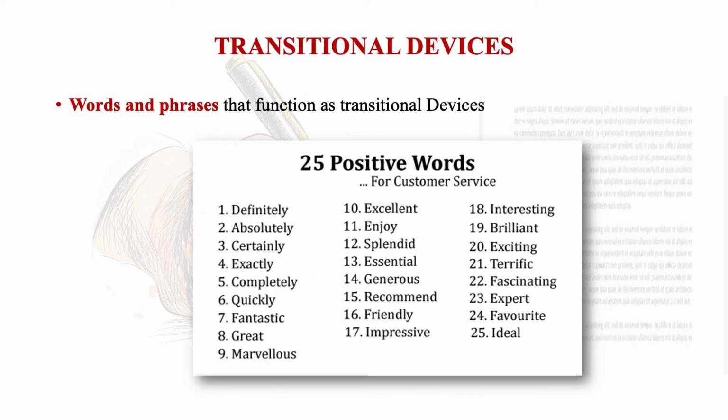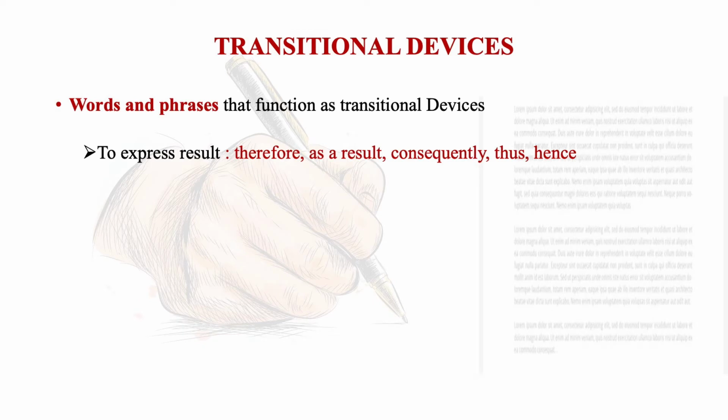So words and phrases, when you talk about transitional devices, it refers to words and phrases which function as transitional devices, and which really bring a kind of connection between sentences. Okay. Now, if you want to express your result, how would you do that in a sentence, in a paragraph? So you can make use of phrases such as therefore, as a result, consequently, thus, hence. So these are the words which are used in a paragraph to express result.